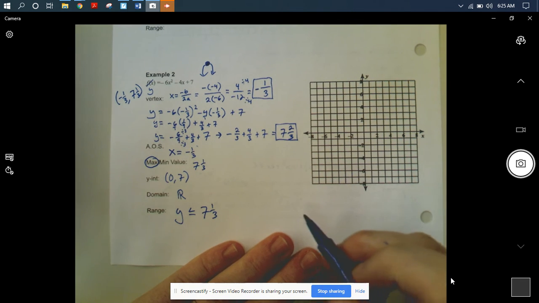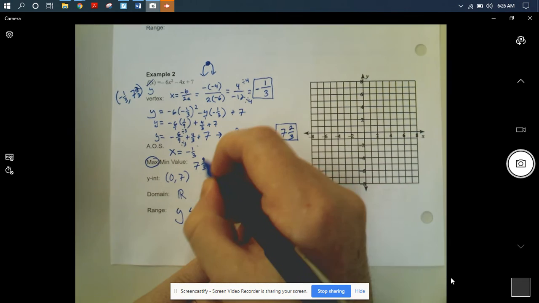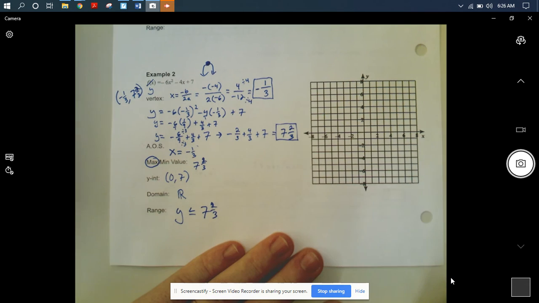Ooh, I made a little boo-boo. We had 7 and 2/3. We got to change this to 7 and 2/3. Hopefully you guys saw that and fixed that anyway. So 7 and 2/3 everywhere.